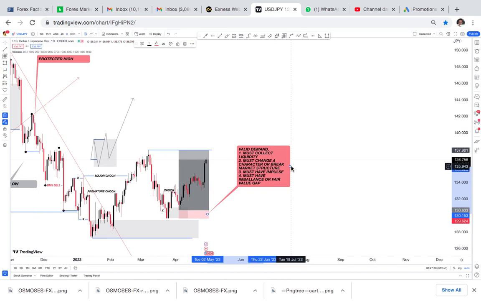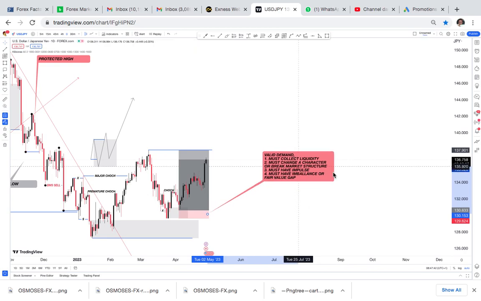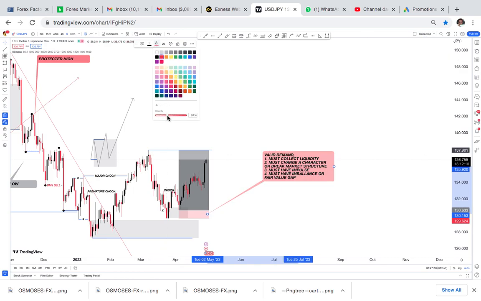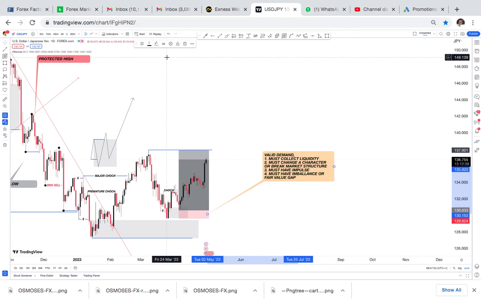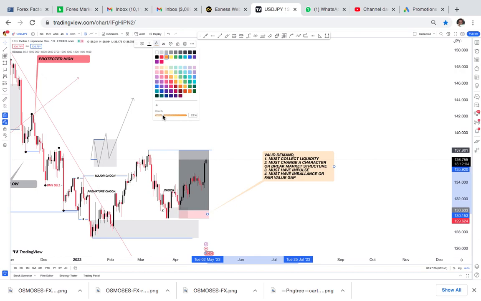Must collect liquidity. The same thing applies to supply. So if you are using this same analogy, you should also know that it applies to supply also. So don't think I'm just using it for only one. No, it's the same across the board.